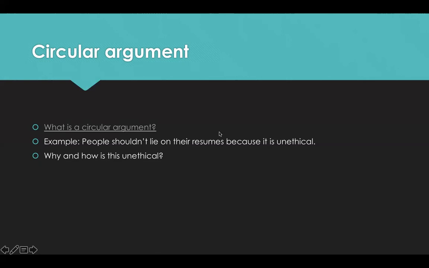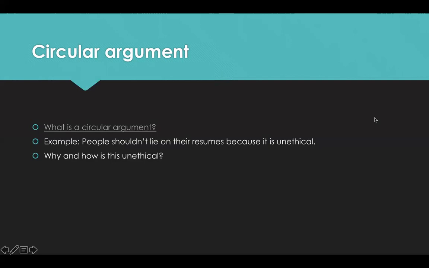A circular argument is a type of logical fallacy. And if you scroll down the page here, then we can find the definition. So what a circular argument does is it just restates the argument rather than proving it. In other words, it doesn't offer sufficient evidence for the argument.